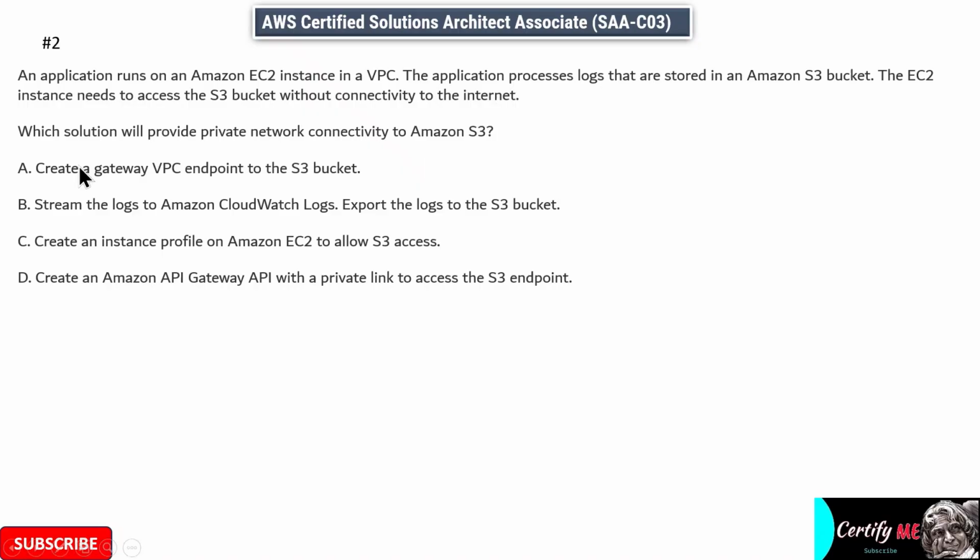The options are option A, create a gateway VPC endpoint to the S3 bucket. Option B, stream the logs to Amazon CloudWatch Logs. Export the logs to the S3 bucket. Option C, create an instance profile on Amazon EC2 to allow S3 access. Option D, create an Amazon API Gateway API with a private link to access the S3 endpoint.